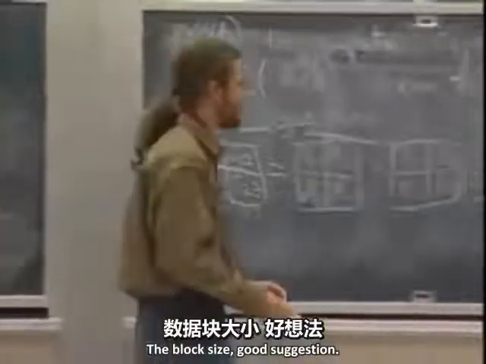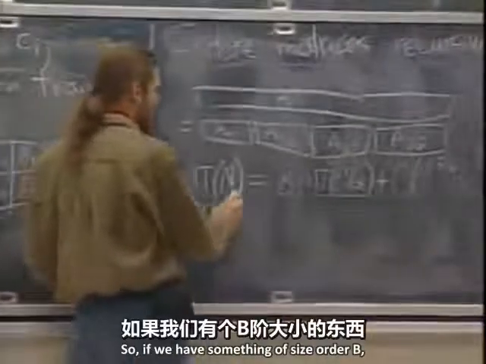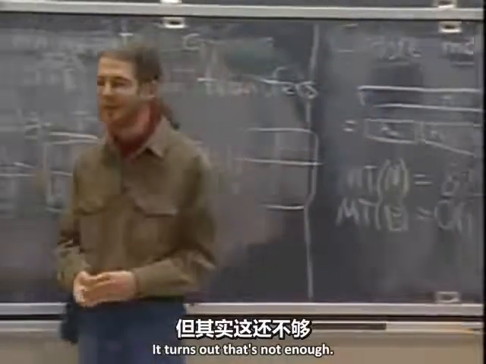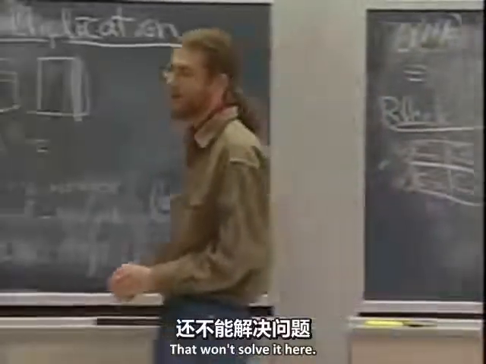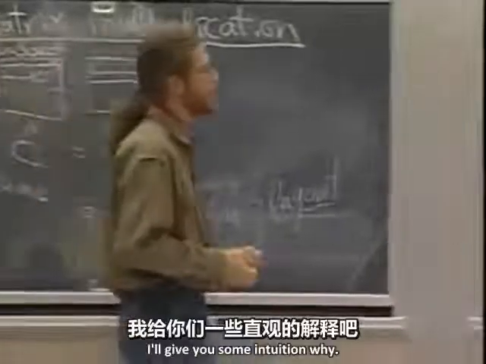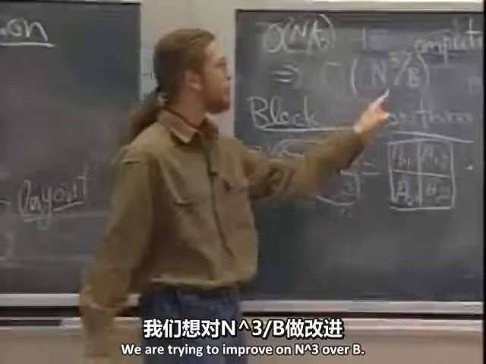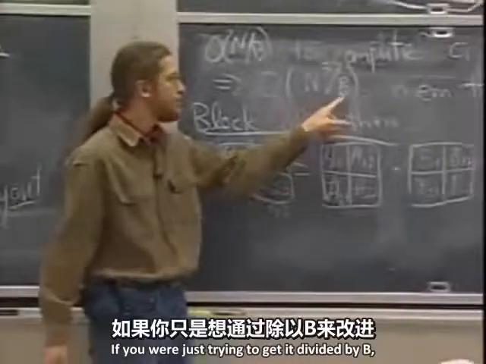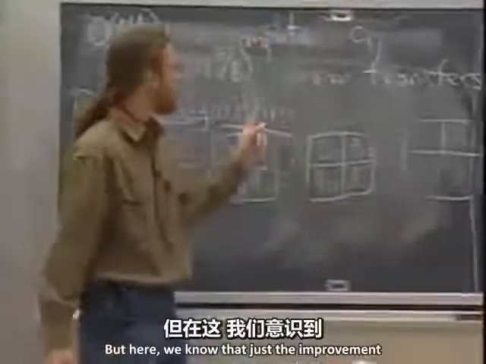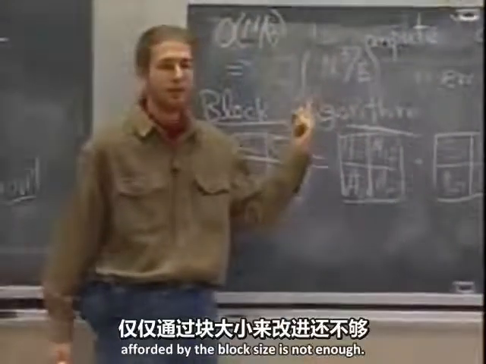The block size, good suggestion. If we have something of size order b, we know that takes a constant number of memory transfers. Turns out that's not enough. I won't solve it here, but good guess; in this case, it's not the right answer. I'll give you some intuition why. We're trying to improve on n cubed over b. If you're just trying to get it divided by b, this is a great base case. But here we know that just the improvement afforded by the block size is not enough.